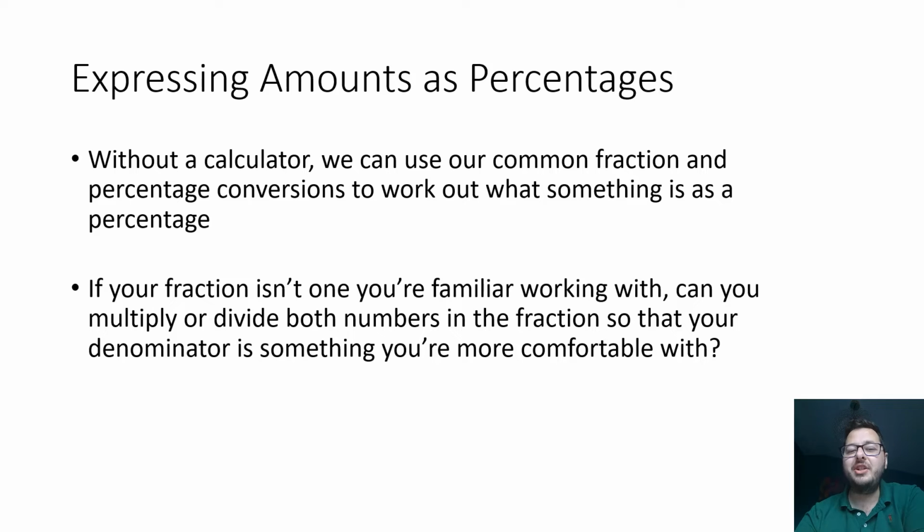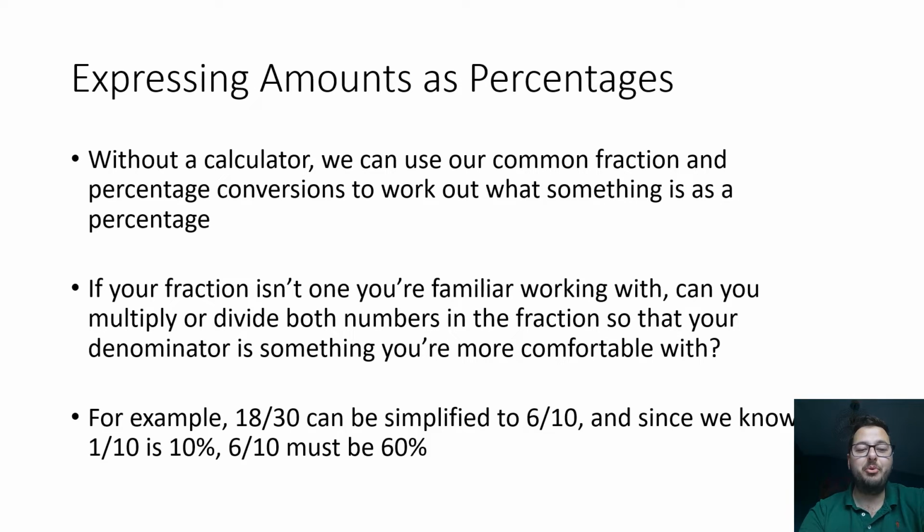Okay, so if your fraction isn't one you're familiar working with, you can multiply or divide both numbers in the fraction so that your denominator is something you're more comfortable with. So for example, you might get something like 18 out of 30. So for instance, 18 out of 30 kids in a class in Wales can speak Welsh.